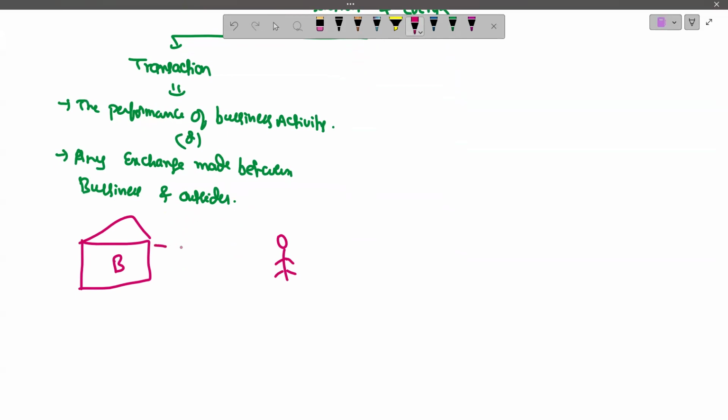For example, business sells the goods. In return, he pays the cash. Here, exchange is made in terms of what? Goods and the cash. So, sale of goods is said to be a transaction.